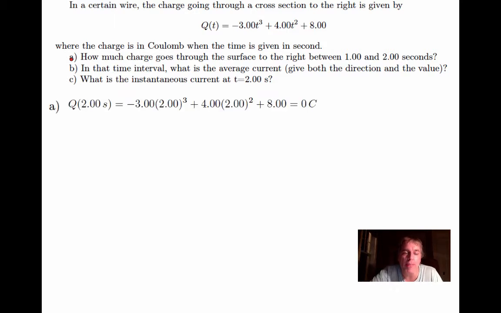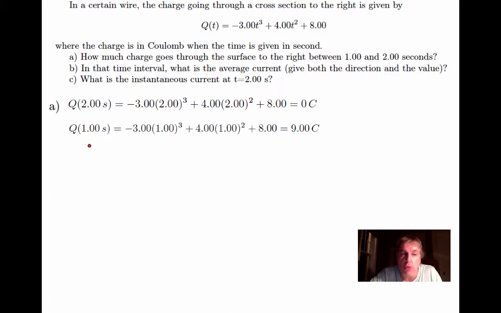Okay, so how do you do that? We calculate Q at the later time. So Q at 2 seconds, I just plug t equals 2 seconds in this equation. So you have minus 3 multiplied by t cubed, so 2 cubed, plus 4 times t squared, plus 8. When you do this calculation, just by pure luck, there's no reason why it should be that value, minus 3 times 8, so minus 24, plus 16, plus 8, you get 0 coulombs. Okay, so that's the charge at 2 seconds.